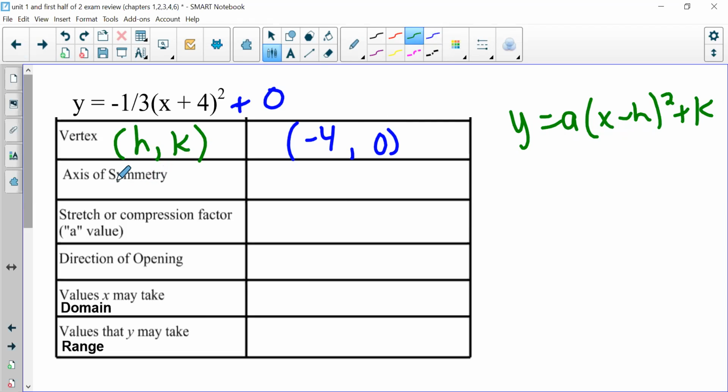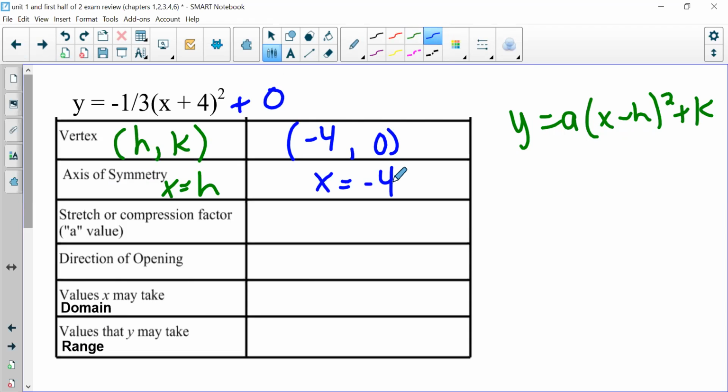How can I tell the axis of symmetry? By the H value. Thank you, Kira. So what is the axis of symmetry for this parabola? Kira, why don't you keep working through this transformation chart with me? -4. Fantastic. And I'm going to write it as a whole equation because it is an actual line. It's just not a point. So make sure you have x equals.